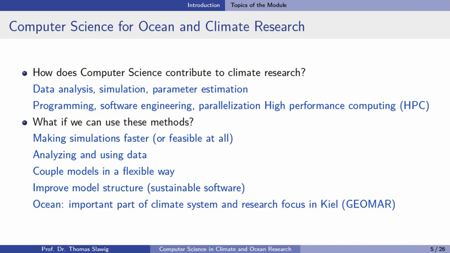If we have these methods of computer science available, then we can on one hand make simulations faster, or we can make some simulation tasks feasible at all that are not feasible by now. Because not only the computer hardware is developing, also algorithms are developing. And as I mentioned, we have data and we can analyze data and use them. We can couple models in a flexible way. We can improve the structure of models, so we will get sustainable software. And the ocean, as I already mentioned, is an important part of the climate system and one research focus in Kiel.